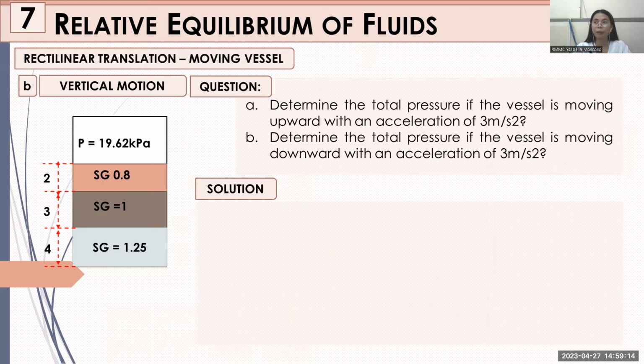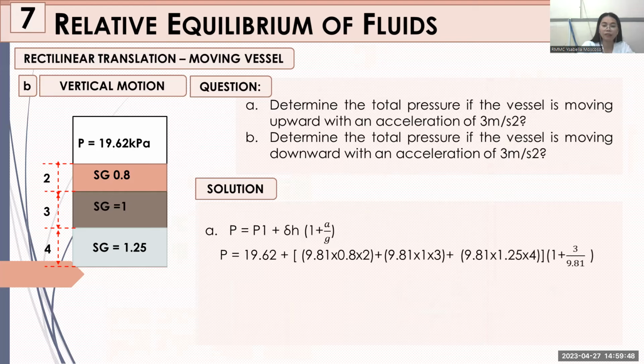Okay? So according to the problem, let us try to get the total pressure of your vessel if it is moving upward with an acceleration of 3 meters per second squared. So ito lang yung formula natin. Okay? So initially, your formula is just gamma H1 plus A over G. So plus ito, it's because moving upward. So saan nanggaling ito? It's not always may pressure 1 tayo dito ha. Nangyari lang kasi meron tayong pressure na binigay sa problem. Okay? So get that one.